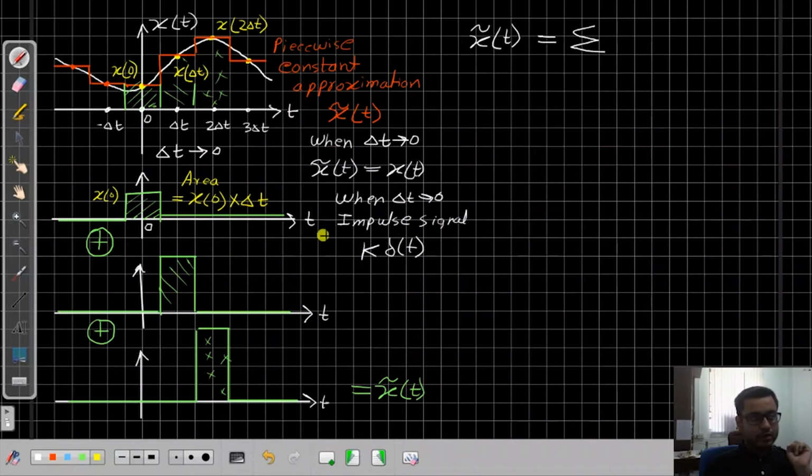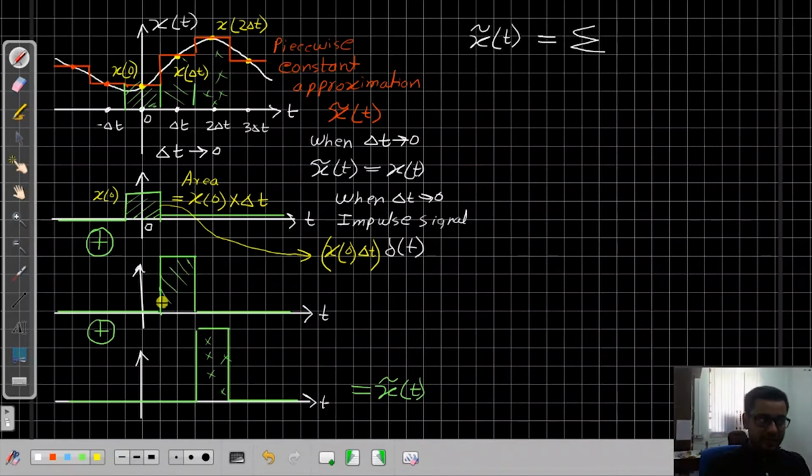Okay, so this factor should represent the actual area under this curve, and that is x0 times delta t. So this is the area. So this represents this signal.